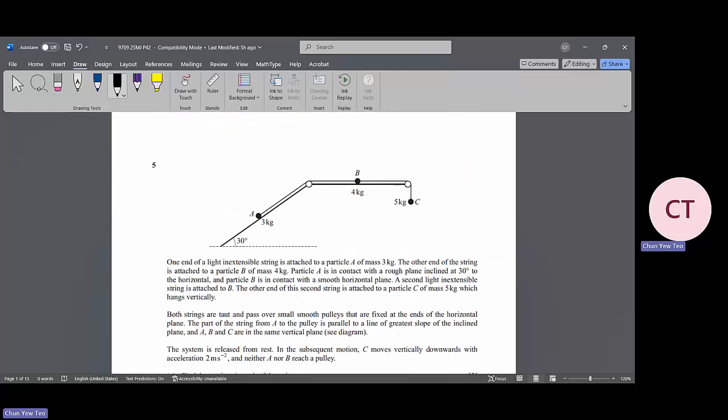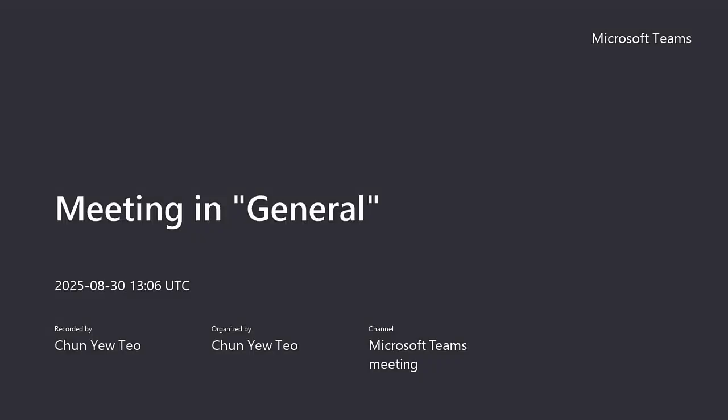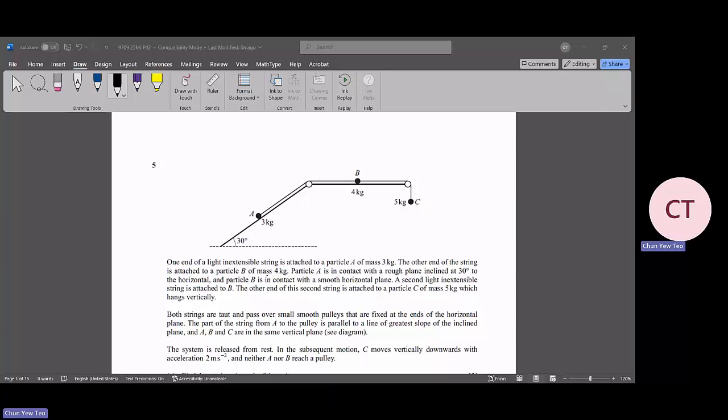Okay, so move on. We have question number 5. A diagram shows one end of a light inextensible string attached to a particle A of 3 kg. The other end of the string is attached to a particle B of 4 kg. Particle A is in contact with a rough plane inclined at 30 degrees to the horizontal, and particle B is in contact with a smooth horizontal plane. A second light inextensible string is attached to B, and the other end of the second string is attached to a particle C of mass 5 kg, which hangs vertically. Both strings are taut and pass over small smooth pulleys fixed at the end of the horizontal plane. The part of the string from A to the pulley is parallel to the line of greatest slope of the inclined plane. A, B, C are in the same vertical plane.